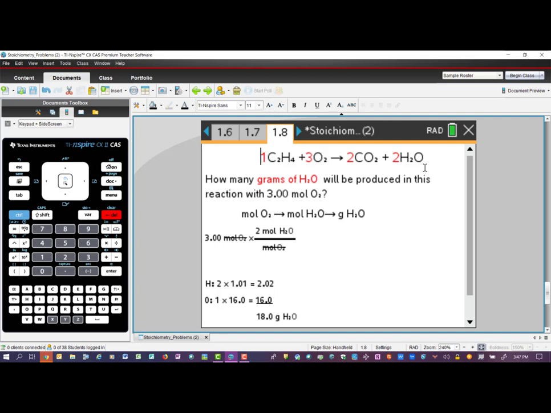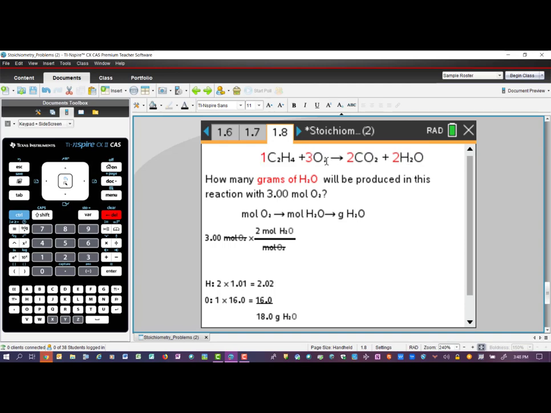So grams of water will be produced in this reaction with 3 moles of oxygen. I'm just starting out with the same number of moles that I have in my equation here. With this one, remember, if I'm talking about a reactant and a product, I'm starting with 3 moles on this side, and I have to get to grams on this side.